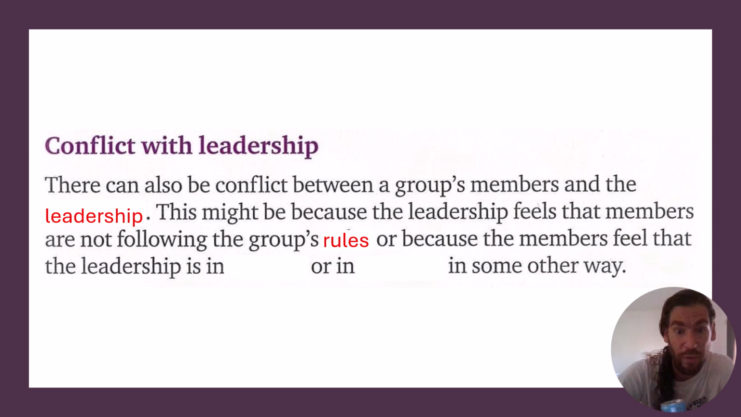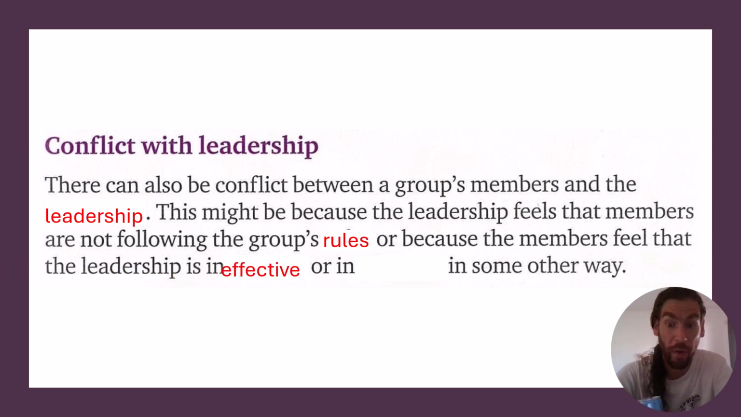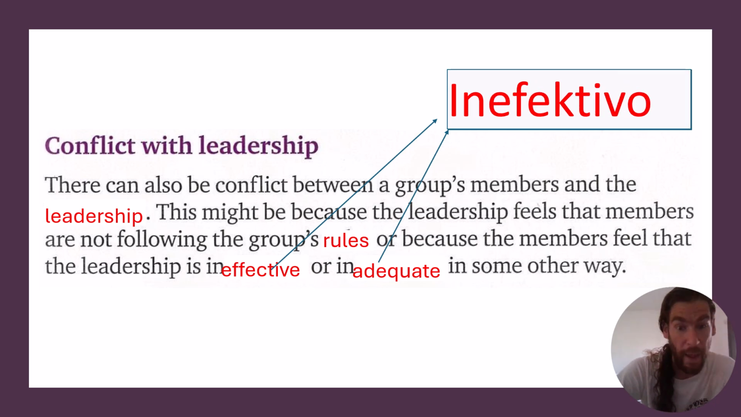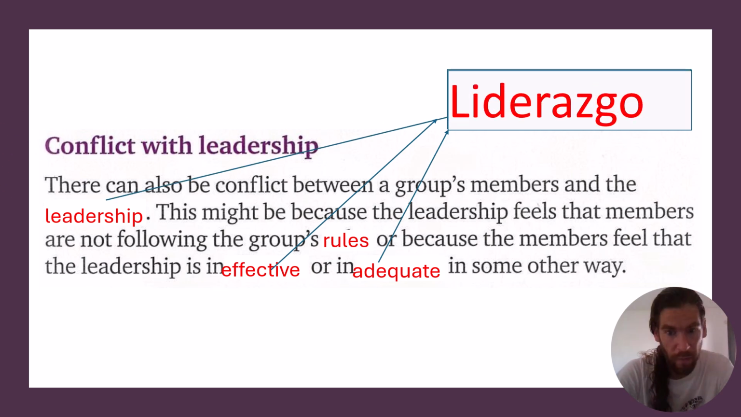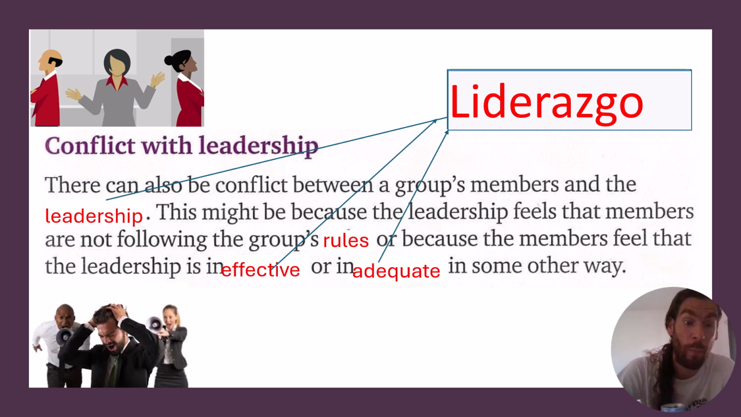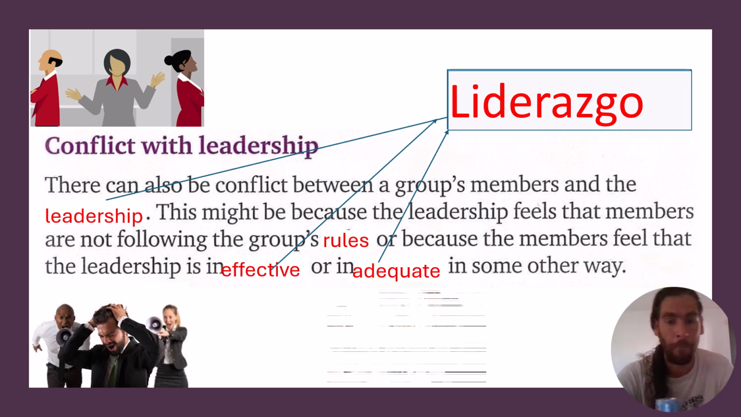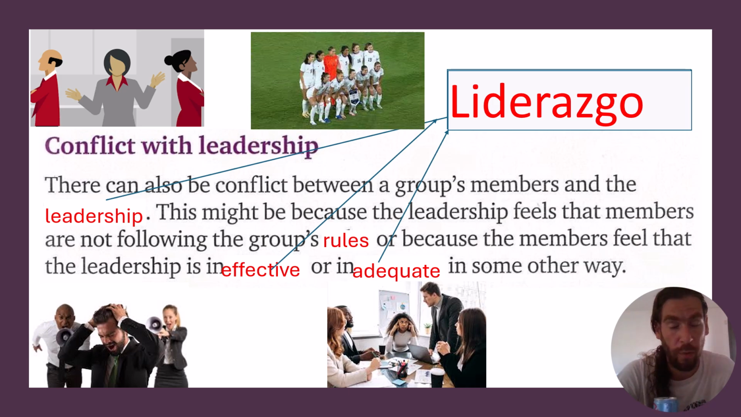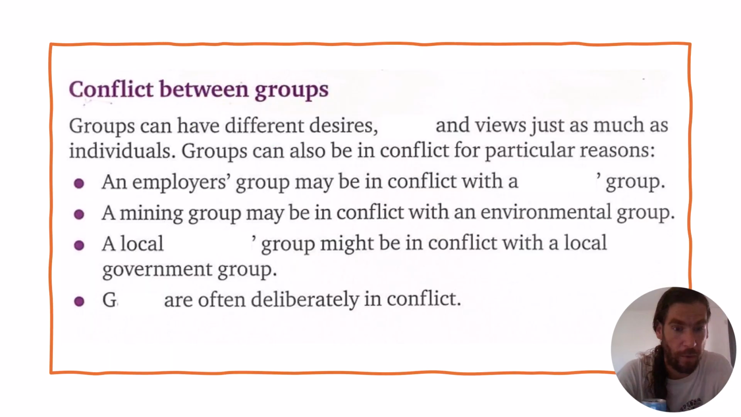This might be possible if a leadership feels that members are not following the group's rules, or because the members feel that the leadership is ineffective or inadequate in some other way. Inadequate means not enough, and ineffective. And if the leadership or the group experiences that, it can create a conflict between the leadership and the members of the group. So if this happens, the members will clash with the leader, as you can see in the pictures next to me. It can be in an office, but this can also happen in a sports group. When they don't agree with each other or the leader, this can create conflict.